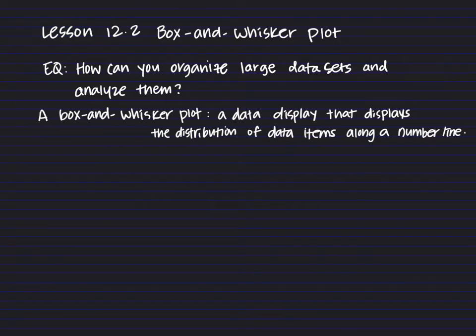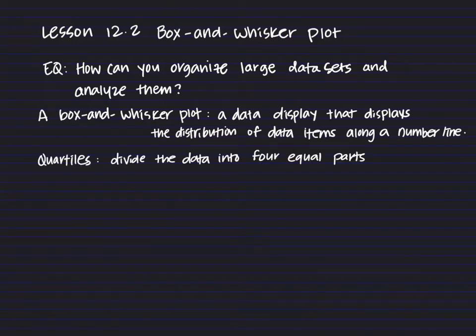A box and whisker plot is a data display that displays the distribution of data items along a number line. That means you're going to have a number line and a set of numbers, and depending on how many numbers are in that data set, you can have different percentages or distributions of the numbers. You are going to use a box, and you're going to have two lines on either side of the box that look like whiskers, so that's why we call it a box and whisker plot.